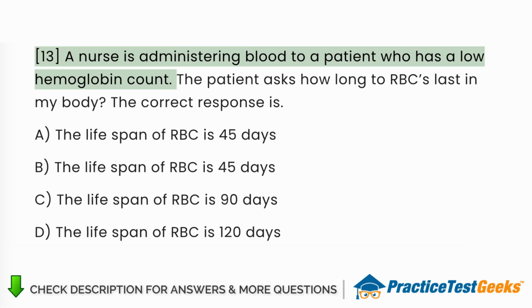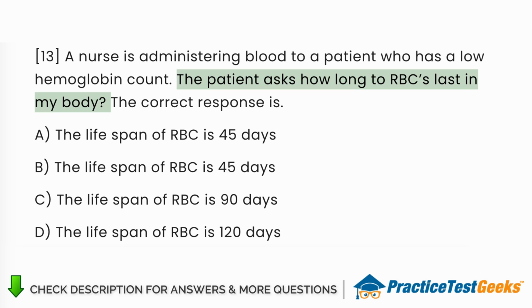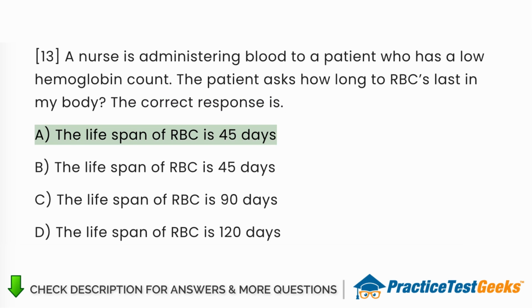A nurse is administering blood to a patient who has a low hemoglobin count. The patient asks, how long do RBCs last in my body? The correct response is: A. The lifespan of RBC is 45 days. B. The lifespan of RBC is 45 days. C. The lifespan of RBC is 90 days. D. The lifespan of RBC is 120 days.